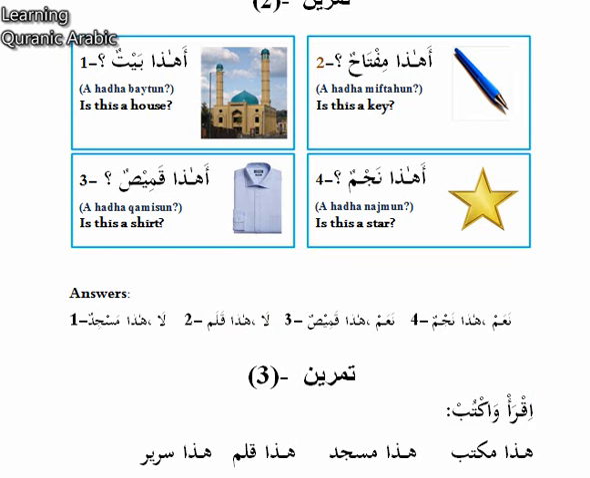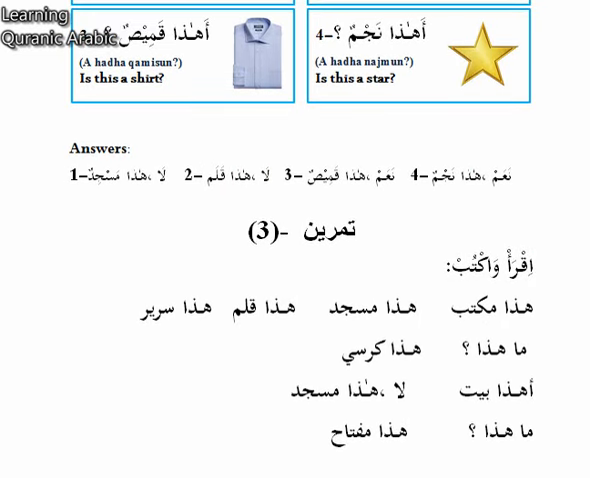So we are going to exercise number 3. Here what we did, there is no vowel sign. So without vowel sign, whether you can read it or not. Yes, you read the first line, a little bit loudly. هذا مكتب. هذا مسجد. هذا قلم. هذا سرير. Correct. Without the vowel sign, we can also read it.